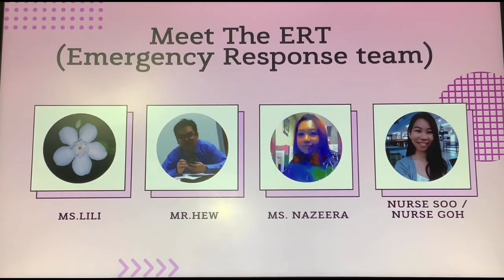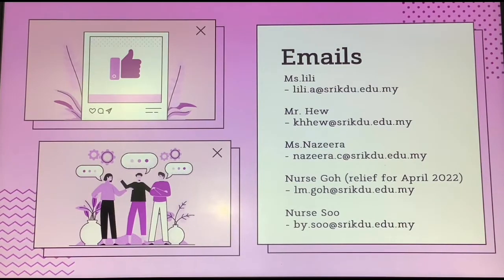So it is inclusive of Miss Lily, Mr. Hugh, Miss Nazira and me. It is either me or Nurse Go, because I won't be seeing you all from tomorrow onwards for April. So Nurse Go will be the nurse taking over me. Take note of all the emails that you're supposed to include us in. For example, if you have a case, please email Nurse Go and CC Miss Lily, Mr. Hugh and Nazira. So keep all of these emails in the loop whenever you are reporting a case.